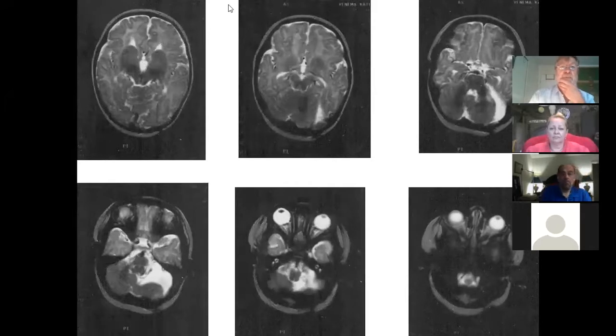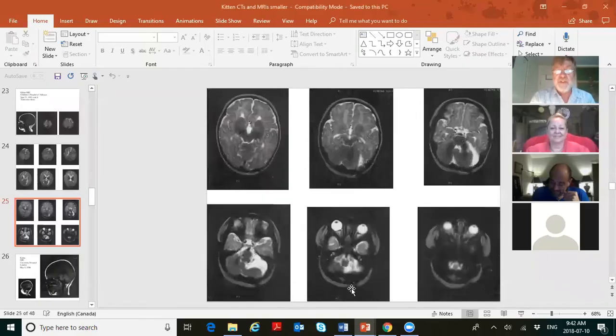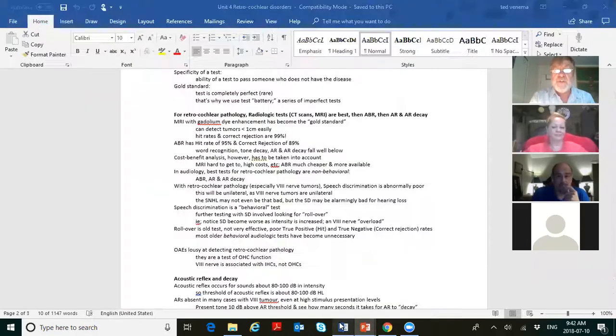So I'll stop sharing here. Well, why stop sharing? Let's all share. It's always good to share. But let me get out of this so that I can look at our notes back here. So, MRI with gadolinium dye.